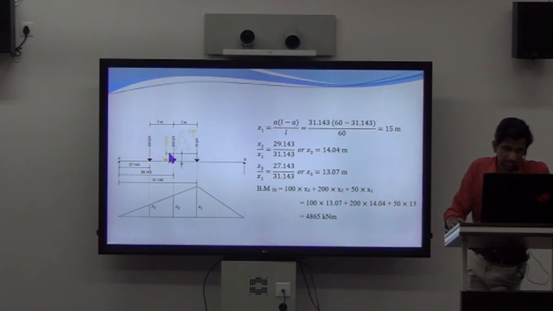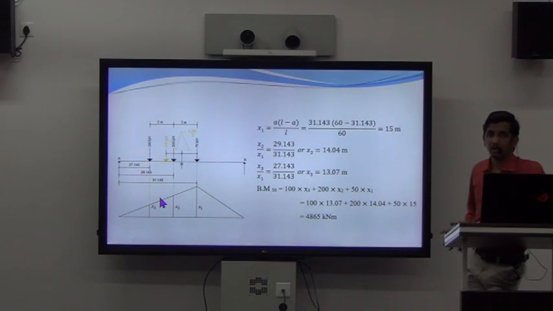Once you finalize this location and complete drawing the influence line diagram, we have to calculate the ordinate values. How to do that? Again, this is the influence line diagram for bending moment. Therefore, this maximum ordinate will have the same expression, that is a into (L minus a) by L. And in this case, a is the distance from the left support to this peak point, and you can see that it is coming around 31.143. Substitute the value and find the value of x1. In this particular problem, x1 is coming around 15 meters.